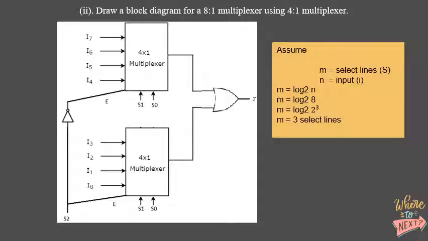So, for question 4 2 Roman, I have to draw a block diagram for an 8-to-1 multiplexer using 4-to-1 multiplexers. To design the 8-to-1 multiplexer, I use two block diagrams of 4-to-1 multiplexer, and the outputs from these two block diagrams will be combined and connected to an OR gate. The block diagram of the 8-to-1 multiplexer consists of 8 data inputs, 3 selectors, and 1 output.